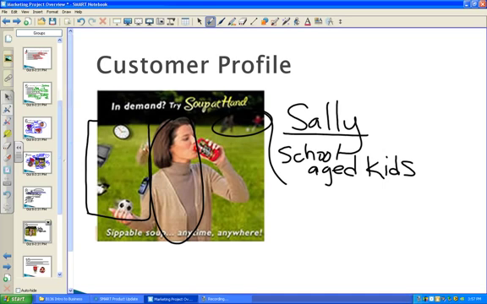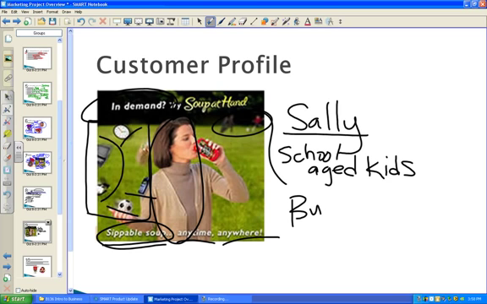She is in demand, and we're not talking about her career here. We're not talking about corner office. We're talking about splitting her time with the kids. We're talking about soccer. We're talking about her personal interests. She is highly in demand, and she needs the sippable soup anytime, anywhere, because she is in one of the busiest stages of her life.